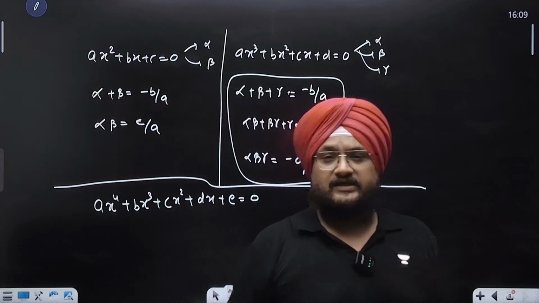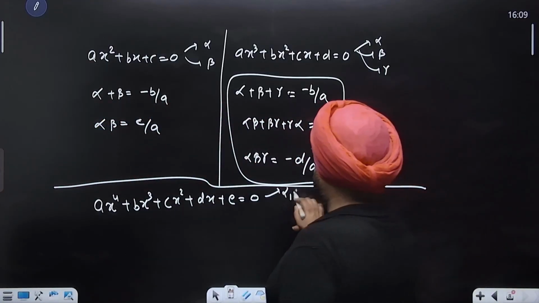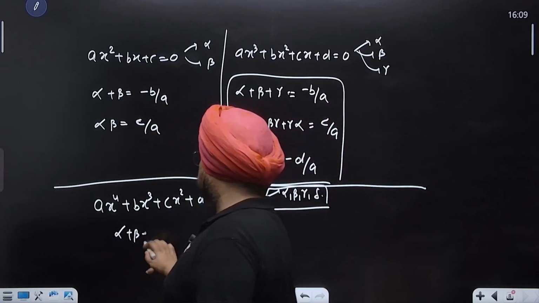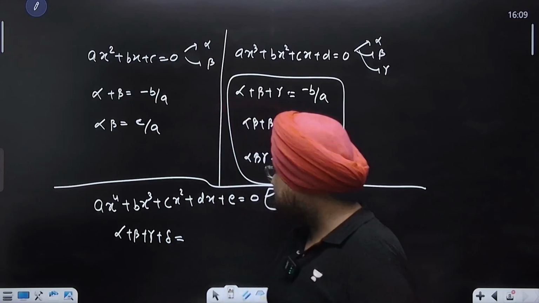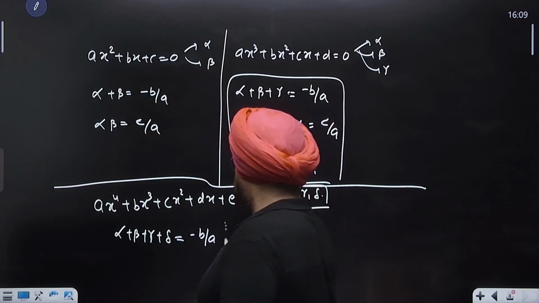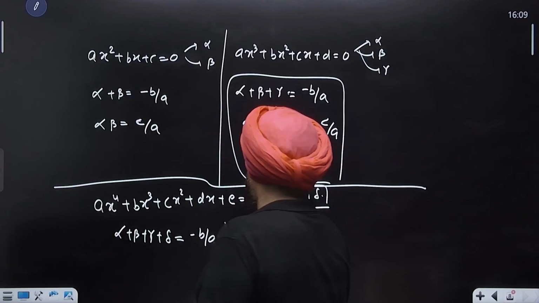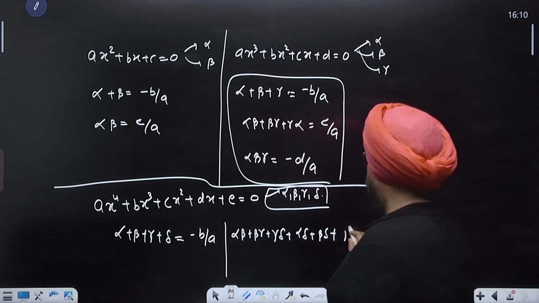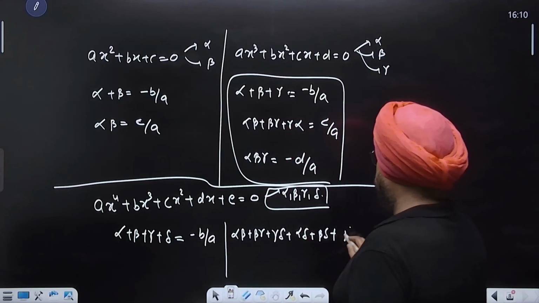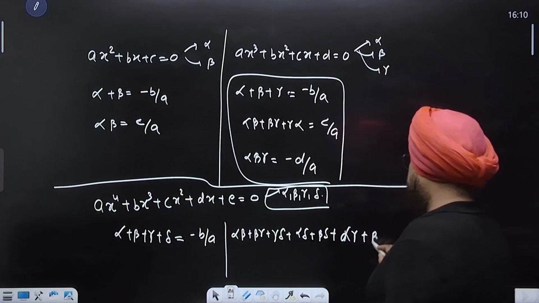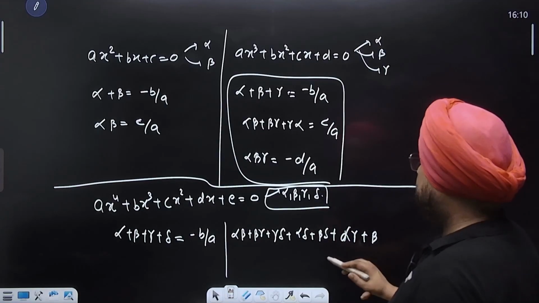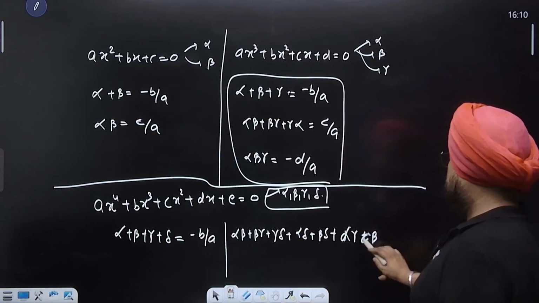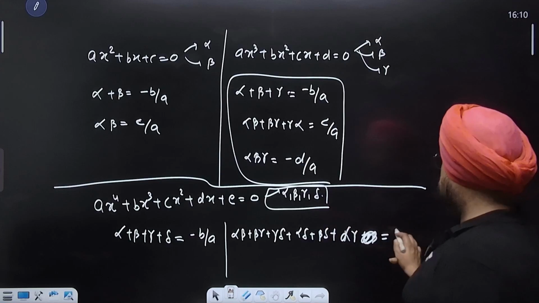If the biquadratic equation has four roots alpha, beta, gamma, delta, then we can write the sum of the roots, alpha plus beta plus gamma plus delta, as minus b by a. The sum of roots taken two at a time, alpha beta, beta gamma, gamma delta, alpha delta, beta delta, alpha gamma, is equal to c by a.